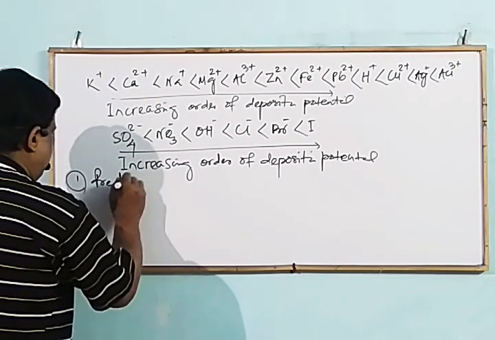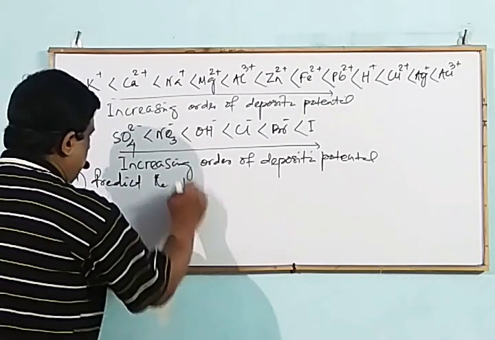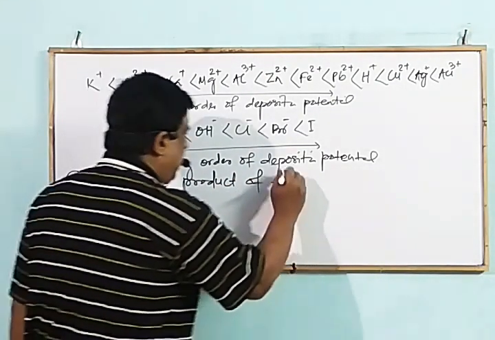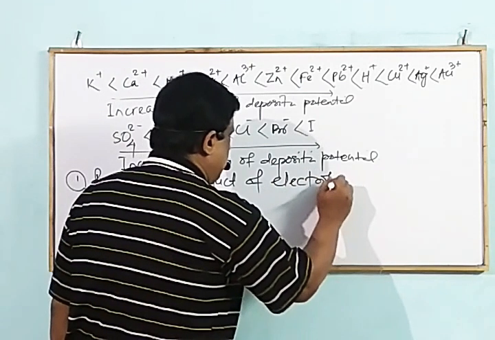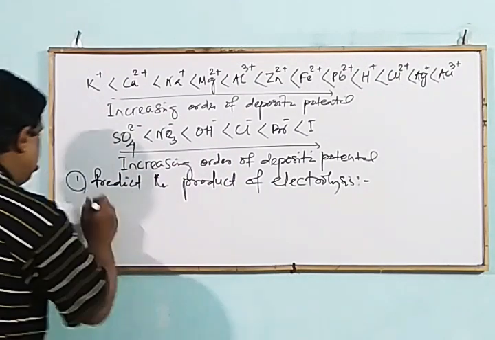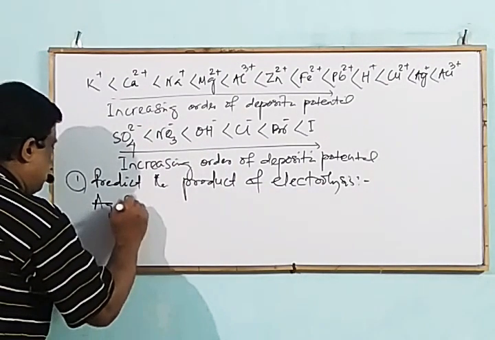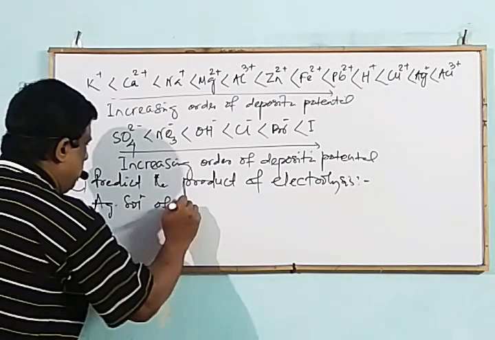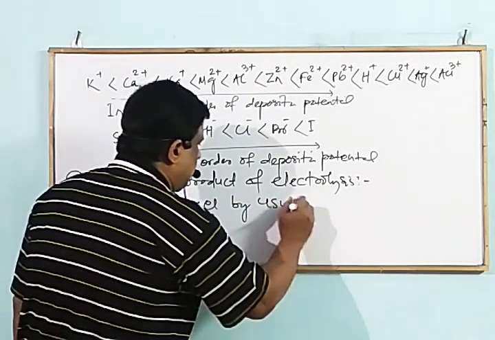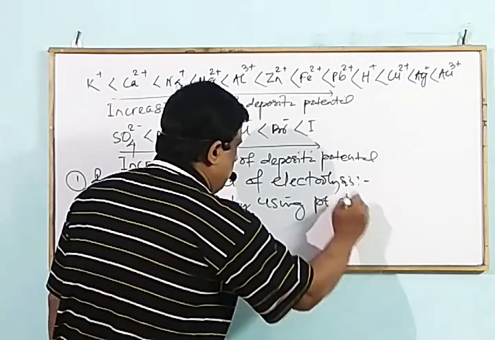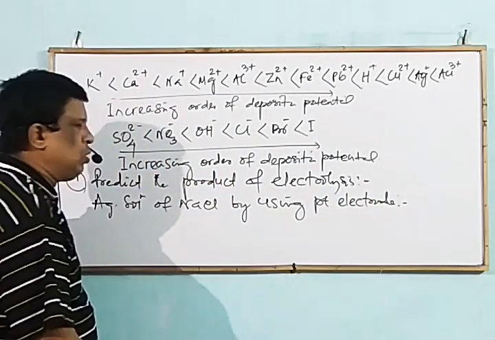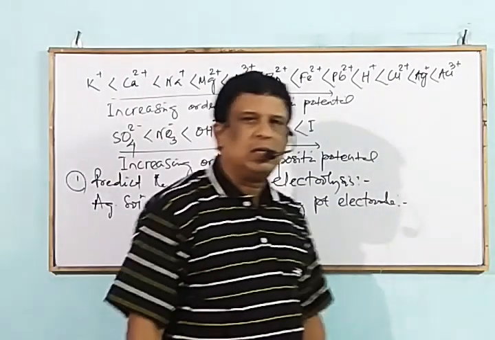Predict the product of electrolysis. It is a 2-mark question. What is the question? Aqueous solution of sodium chloride by using platinum electrode, that is, by using non-attackable electrode. It is a 2-mark question.